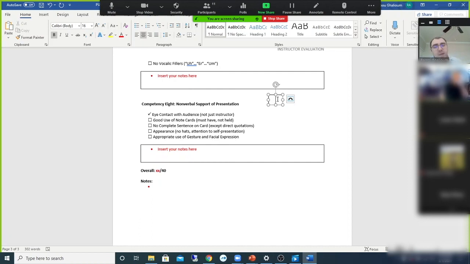Okay. Good use of note cards. I wouldn't get good use of note cards there because I didn't use note cards and my speech was weaker for it. No complete sentences on card. Again, I wouldn't get the points there because I didn't use note cards at all.